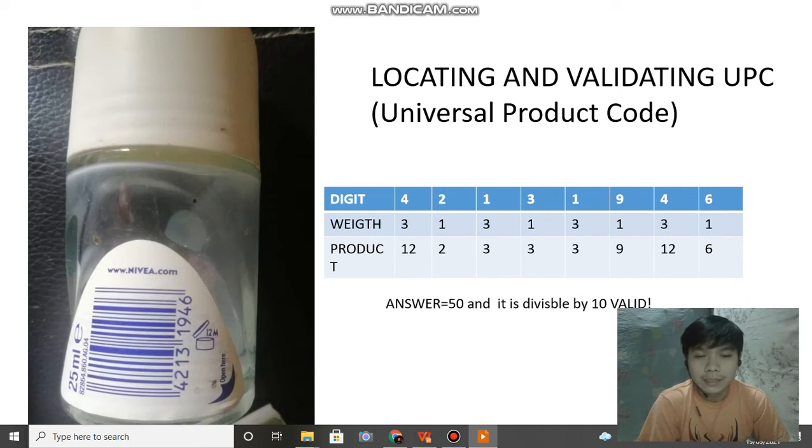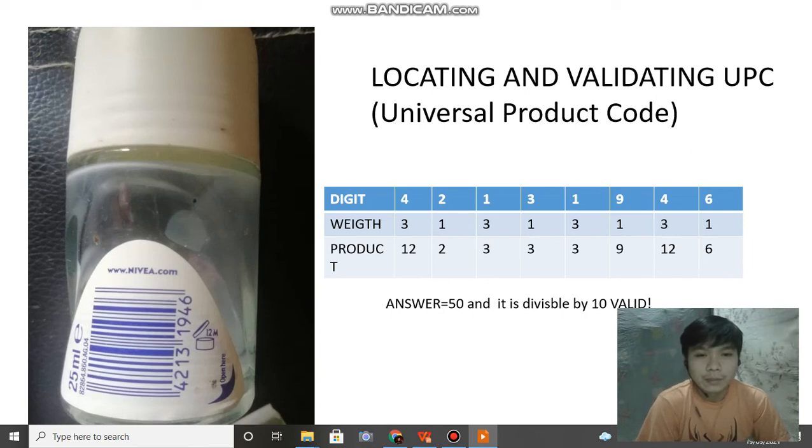So 4 times 3 is 12. You have to put there 12. Locating the UPC is different from locating the IMEI of your mobile phone. In the UPC you can put 12 directly, unlike the IMEI where you have to add the digits.